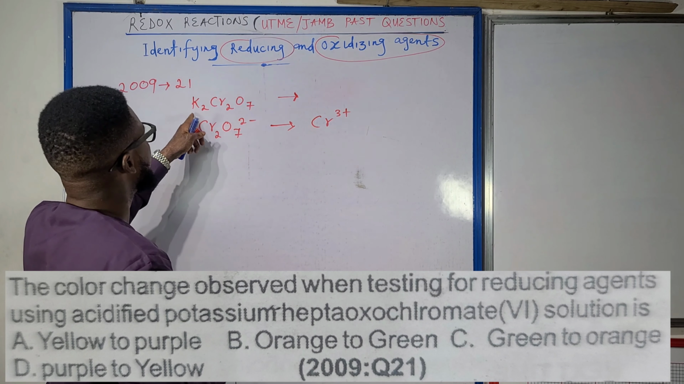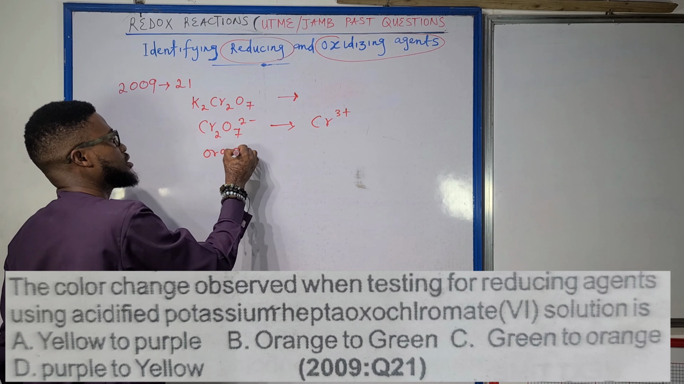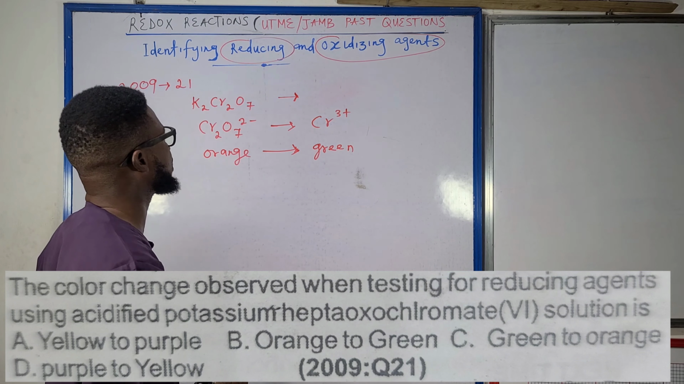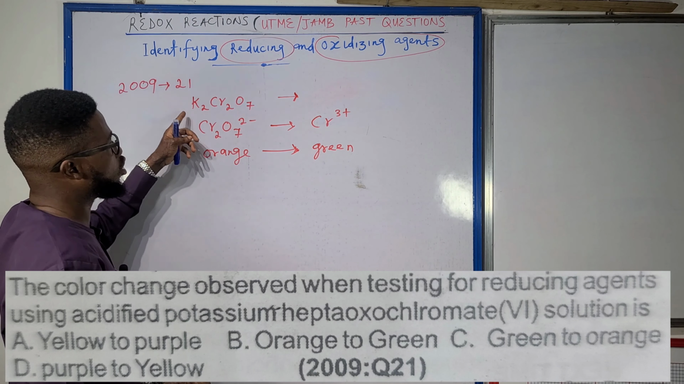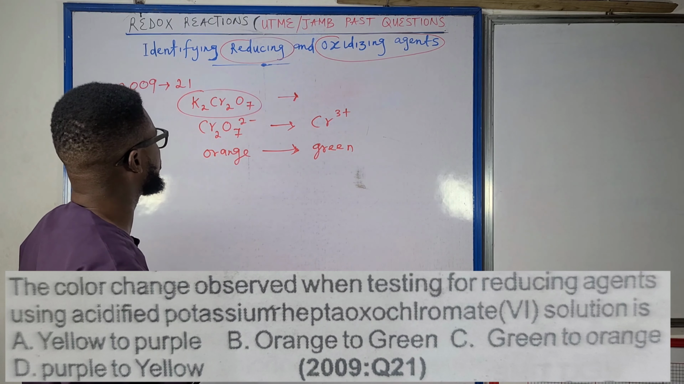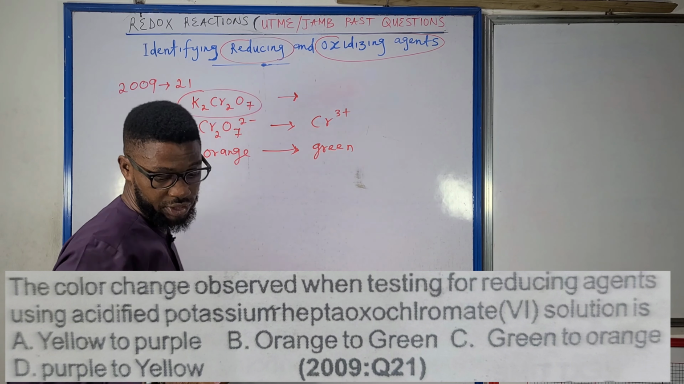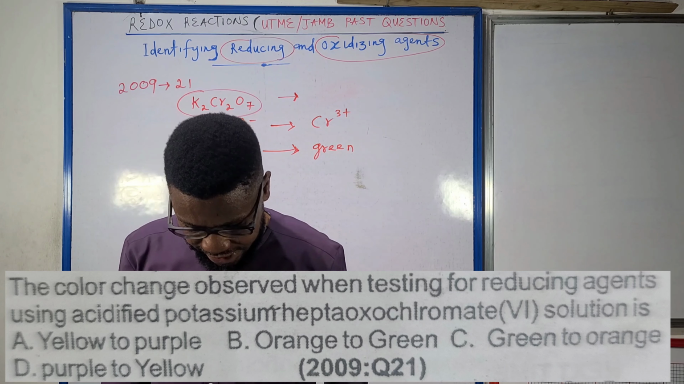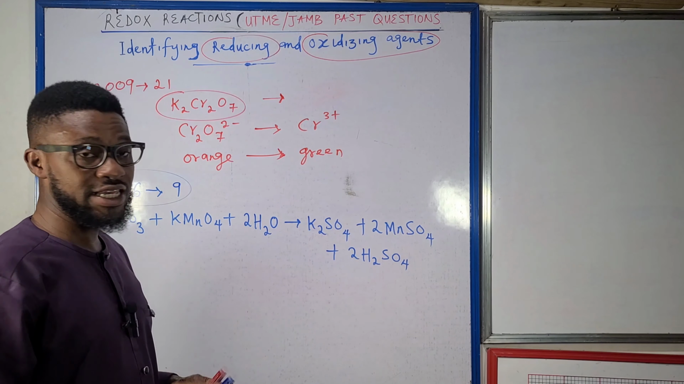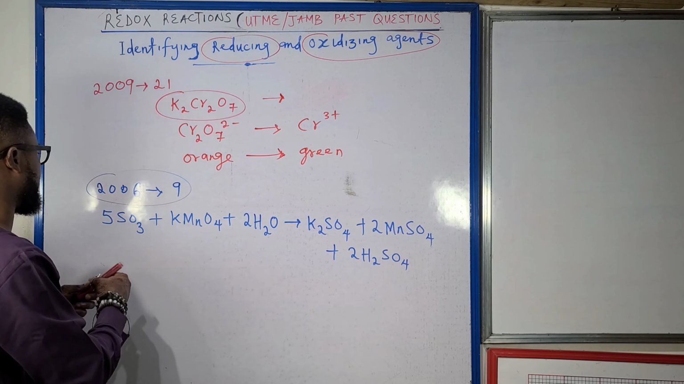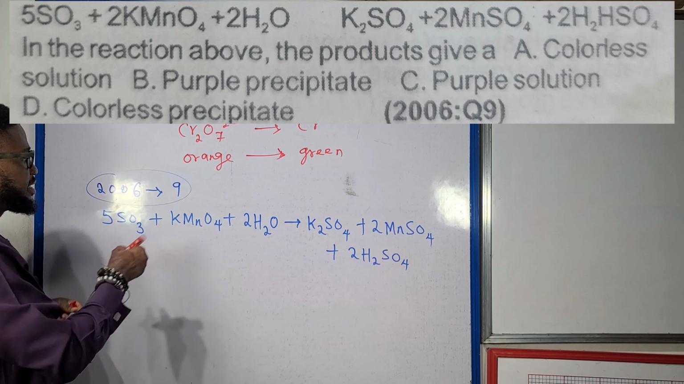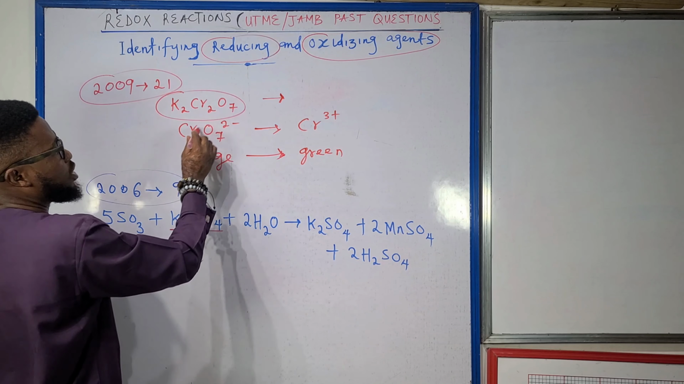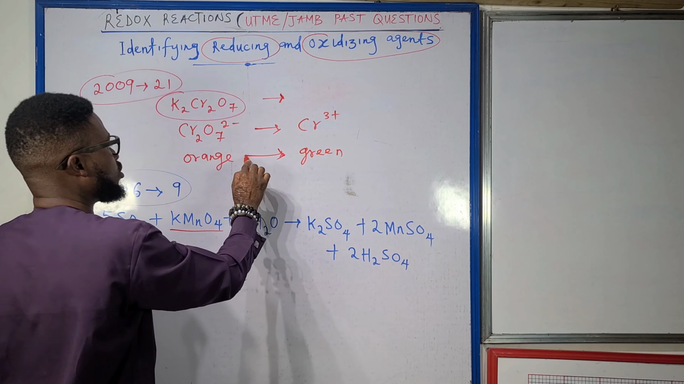You need to understand that K2Cr2O7 is actually orange, and it will change to green. So when we talk about K2Cr2O7 to test for reducing agent, the color change of this potassium heptaoxodichromate 6 is going to be from orange to green. If you look at the options there, option B is the correct answer, orange to green. As you see in the next question, 2006 question 9, this one is dealing with KMnO4. In the previous question, 2009 question 21, that was dealing with potassium heptaoxodichromate 6. When it is potassium heptaoxodichromate 6, the color change is orange to green.